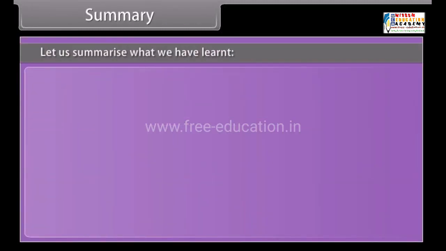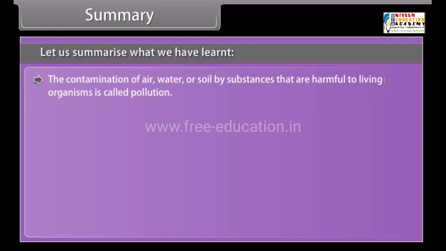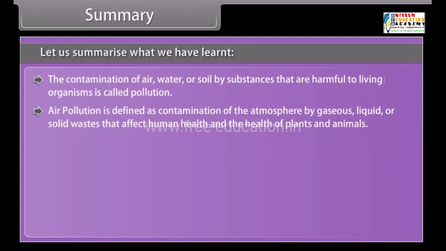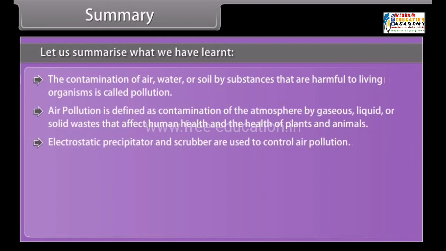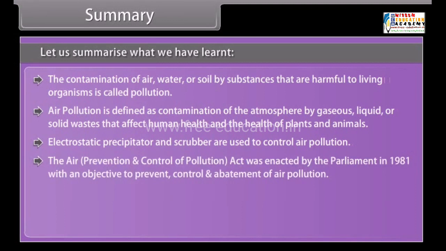Summary. Let us summarize what we have learned. The contamination of air, water, or soil by substances that are harmful to living organisms is called pollution. Air pollution is defined as contamination of the atmosphere by gases, liquid or solid wastes that affect human health and the health of plants and animals. Electrostatic precipitator and scrubber are used to control air pollution. The Air Prevention and Control of Pollution Act was enacted by the Parliament in 1981 with an objective to prevent, control and abate air pollution.